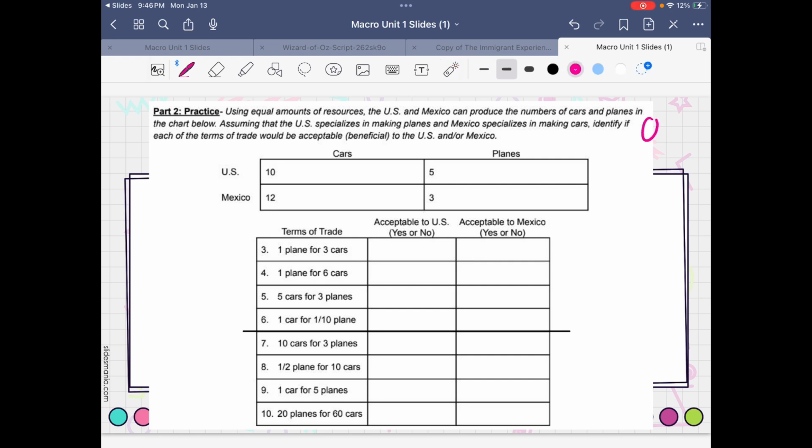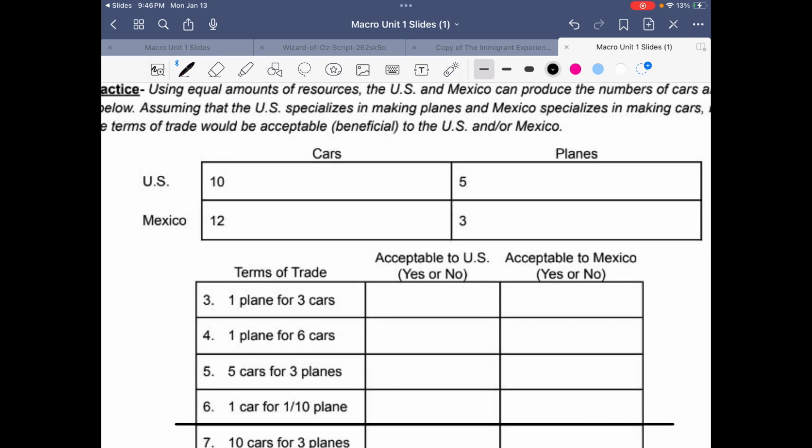This is an output. So output other goes over is going to be the method that we are using to find the per unit opportunity cost. So quickly, I'm just going to go write this into the chart. U.S. can make 10 cars or 5 planes. Well, what if they make 1 car? How many planes does that cost? What if they make 1 plane? How many cars can they not make? Same for Mexico. If they make 1 car, how many planes can they not make? If they make 1 plane, sorry about that, how many cars can they not make?